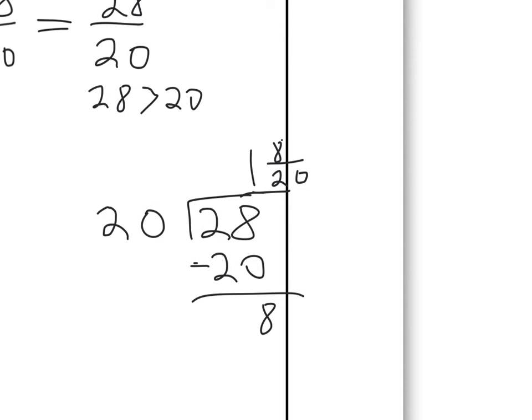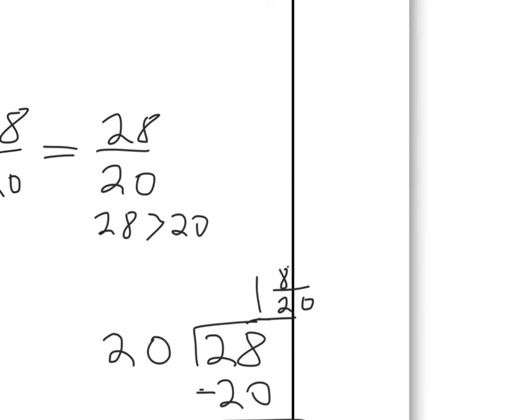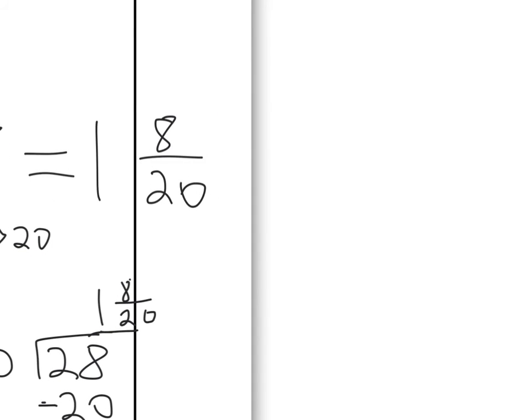Do we understand that? Okay. Now, the answer for this will be 1, 8 over 20. But are we done? Why not? What do we need to do? You need to simplify. Divide by 4, right?